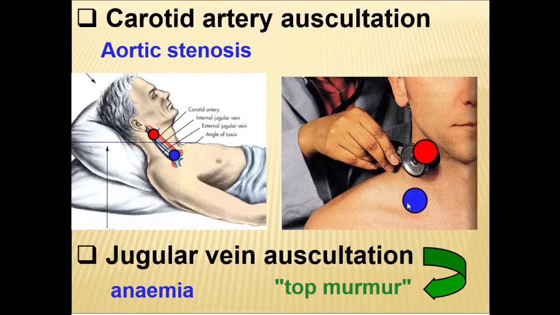We put the stethoscope above the clavicle. Do not mix them up: carotid artery under the mandible, jugular vein above the clavicle. Carotid artery in a patient with aortic stenosis, jugular vein only in a patient with heavy anemia, when the blood is very, very liquid, with a very low level of red blood cells.